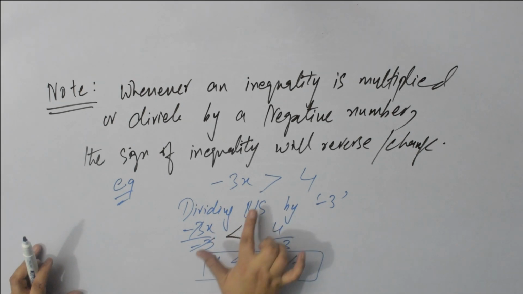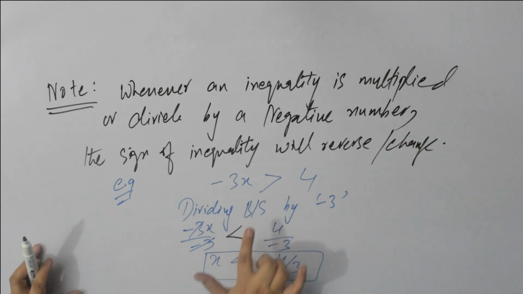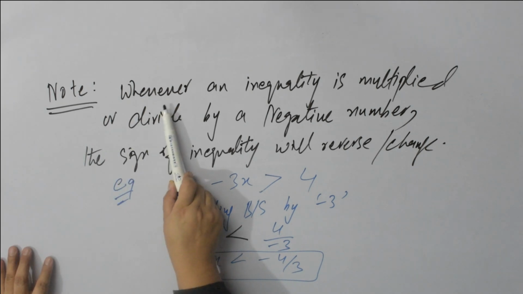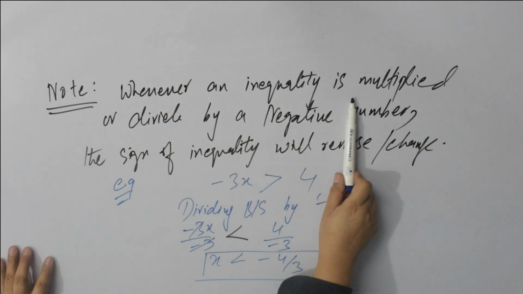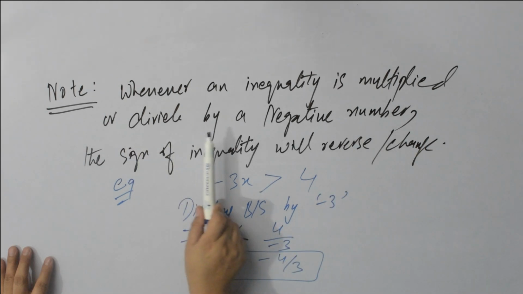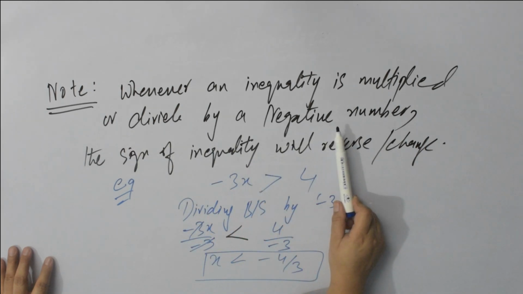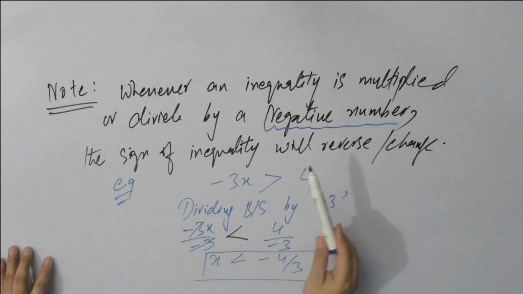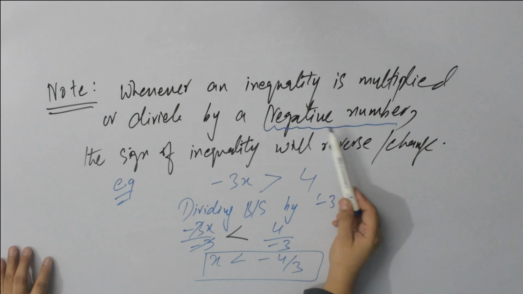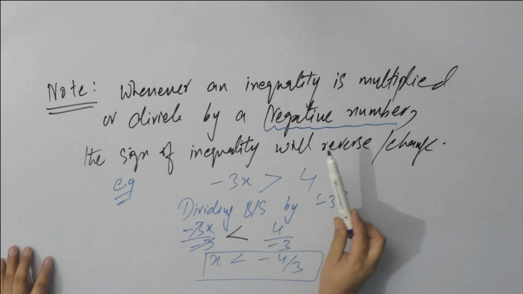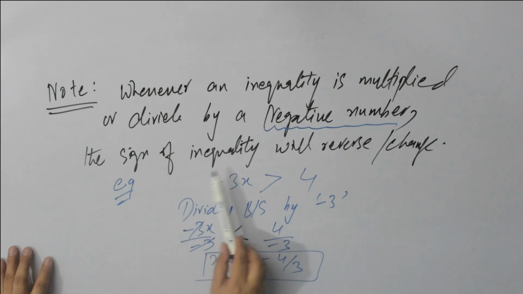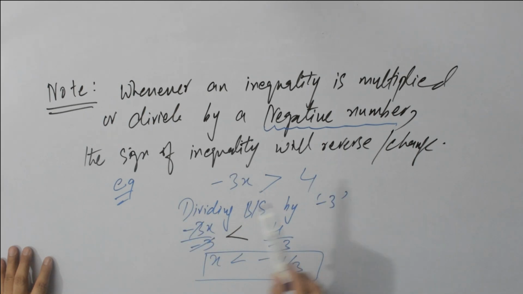So here your inequality is changed from greater than to less than. And now I am reading this important note, or your property, for you. Whenever an inequality is multiplied or divided by a negative number, you have to focus on a negative number. I am not talking about a positive number. Whenever you multiply an inequality by a negative number, the sign of inequality will reverse or change.